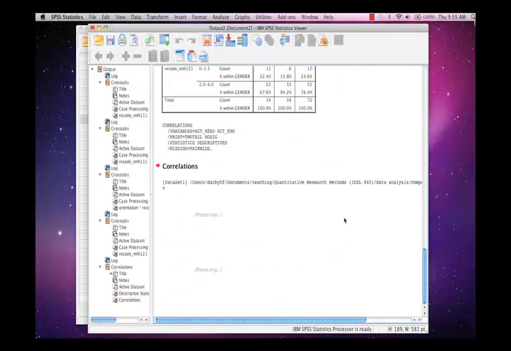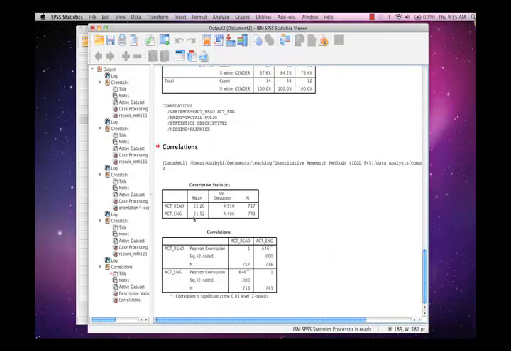All right, here comes the output. All right, so I asked it for means and standard deviations and descriptive statistics, and you can see that the ACT reading mean, it was a 22.2, and the ACT English mean is a 21.5. It gives a standard deviation, and how many cases we have.